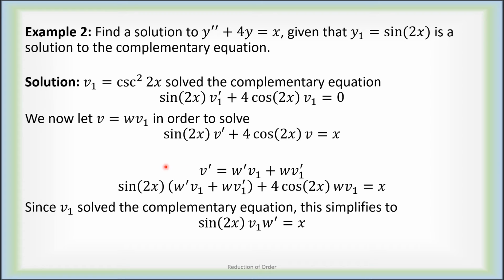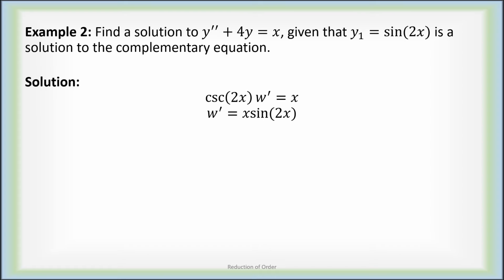Now remember, v1 is cosecant squared of 2x, aka 1 over sin squared of 2x. That's going to cancel this out right here. sin 2x times cosecant squared of 2x simplifies to just cosecant of 2x, w prime equals x. So cosecant of 2x w prime is x. Multiplying both sides by sin of 2x, we get w prime is x sin of 2x. And now we can integrate.